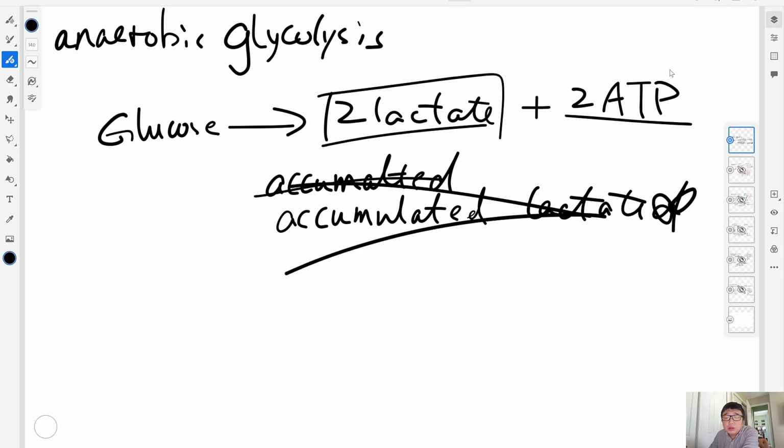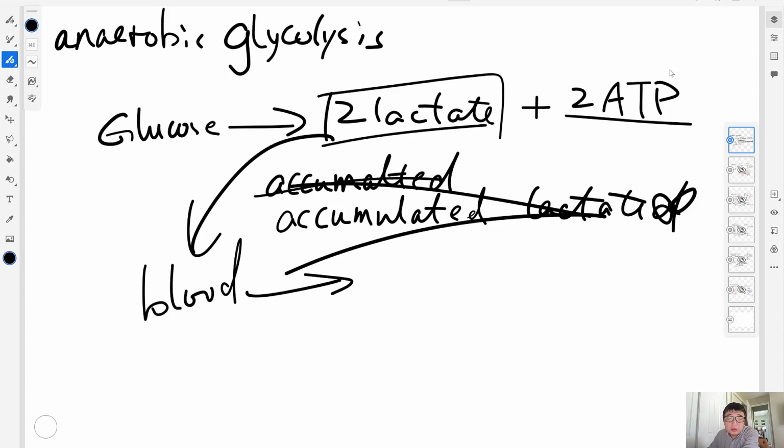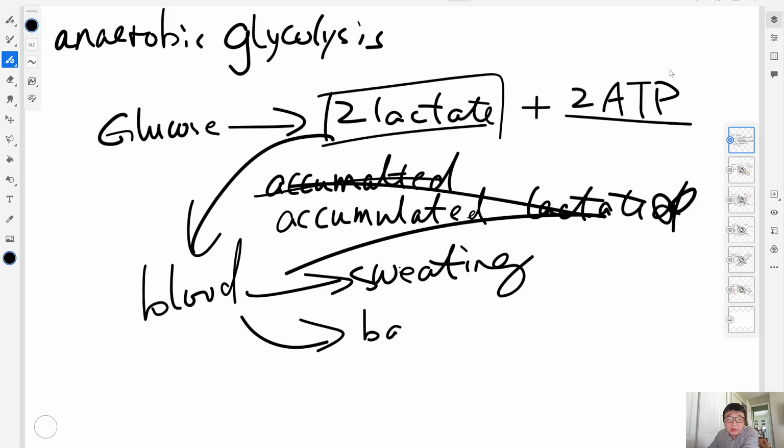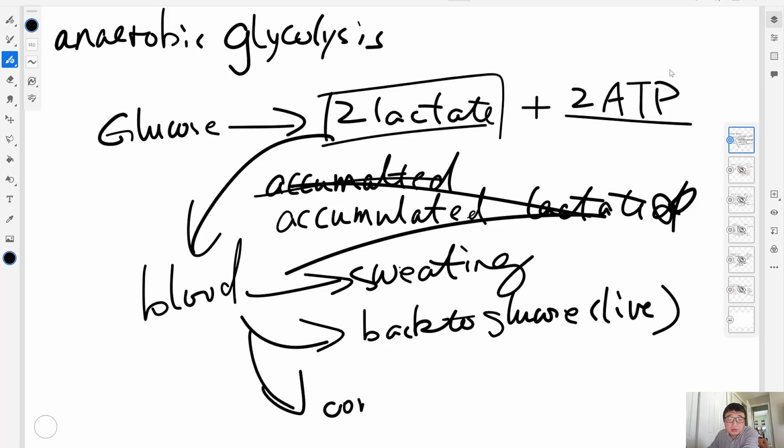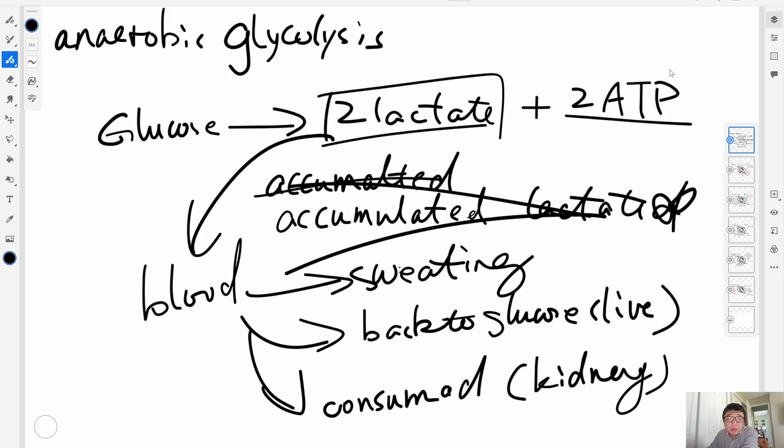However, there's no accumulated lactate because lactate very quickly gets into the blood, and when it gets into the blood, some of it will be excreted by sweating through the skin, some will go to the liver and be converted back to glucose, and some will be consumed by the kidney. Either way, if you have an increased lactate, it's mainly a systemic increase, and the body does not allow that. It has many different ways to get rid of the lactate. The lactate does not accumulate in the muscle.